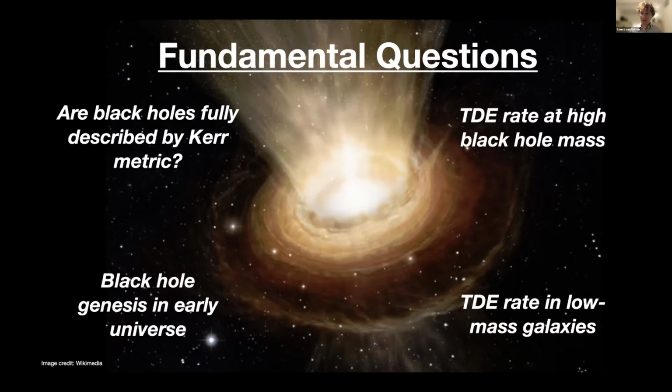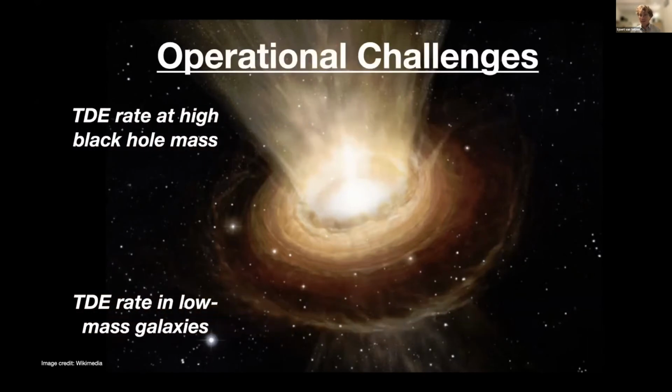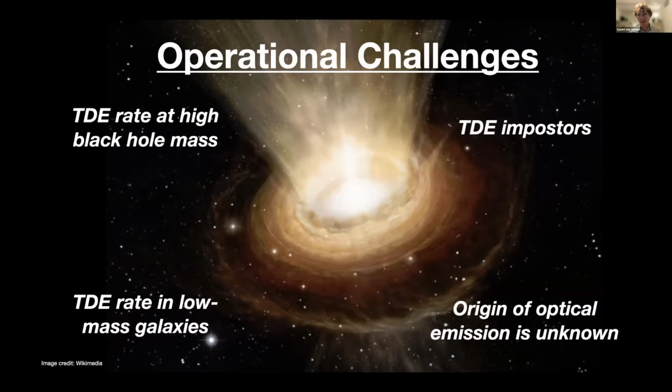So those are the kind of big questions that we're after, but we have an expert audience of transient astronomers here. So of course there are operational challenges that I also want to be honest about. What are TDE imposters? So how do we actually identify TDEs? This is important at this high mass end. And for the low mass end, there is another big question. Where is the optical emission from tidal disruption events coming from? So these are two big open questions that are also weaving through this review talk.